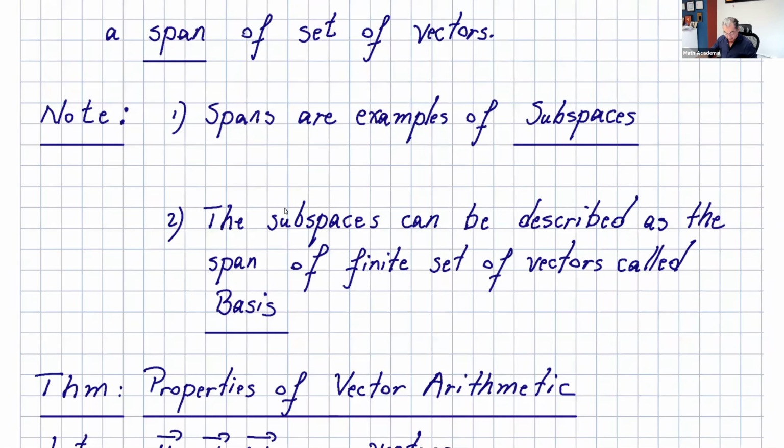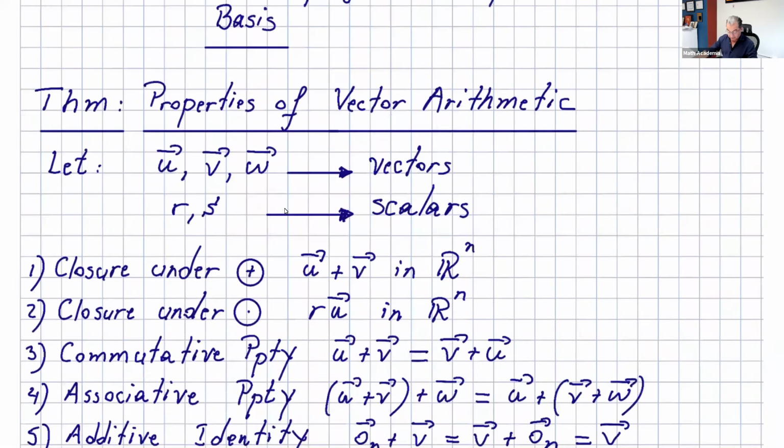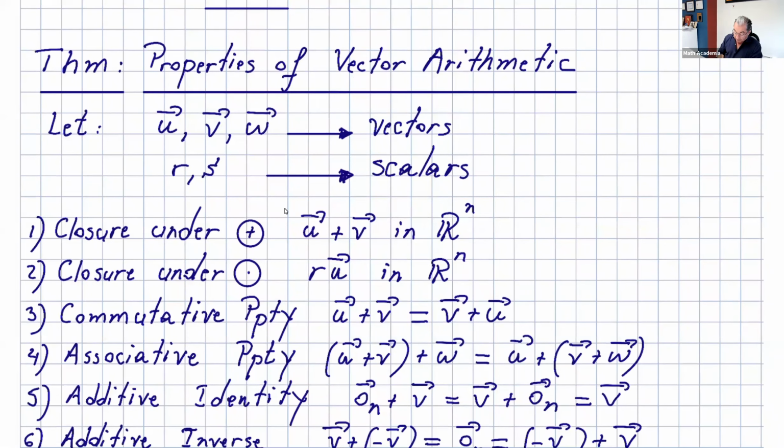Now, before getting to all vector spaces, subspaces, span, and bases, let's go over the properties of vectors, or properties of vector arithmetic. Now, let's say we have three vectors, u, v, and w.